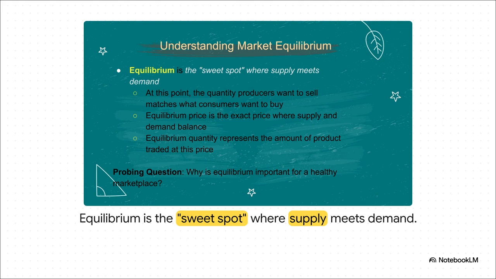So what happens when these two forces, pulling in opposite directions, finally meet? You get something called equilibrium. This is the magic price point, that sweet spot, where the amount that producers want to sell perfectly matches the amount that we consumers want to buy. The market, all by itself, kind of naturally finds this balancing point where everybody's pretty happy.